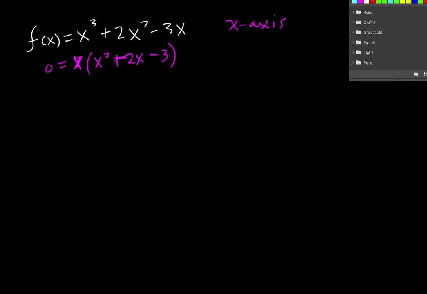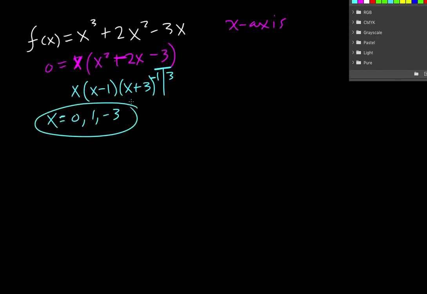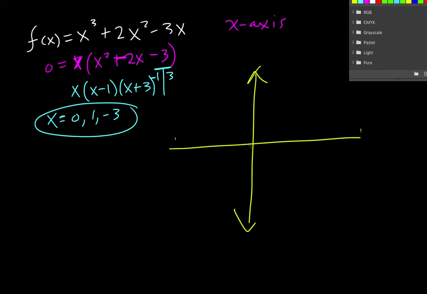So x, taking out an x from everything. And then we can factor that. We're going to give that a negative, and so we have our original x on the outside, x minus 1, and then x plus 3, which are going to give me 0, 1, and negative 3, respectively, if I set each of those equal to 0. Okay, so if we draw a quick graph, we're going to cross at 0, at 1, and at negative 3.